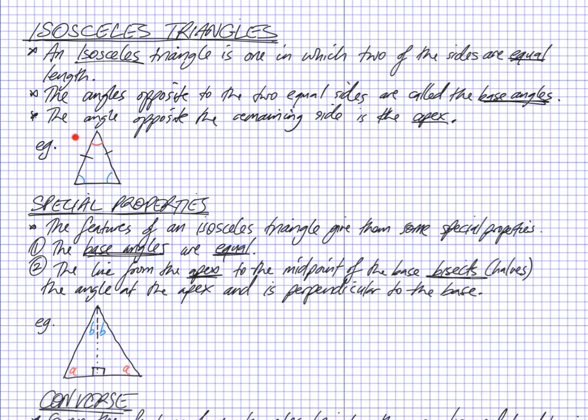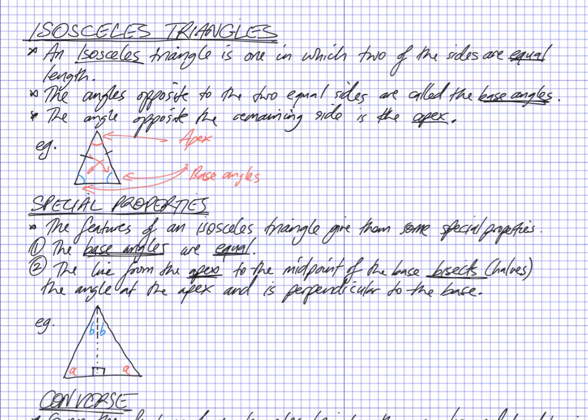So I've drawn an isosceles triangle here. You can see it's a triangle with two sides equal in length. So the base angles are opposite the two equal length sides. So that's opposite there, that's opposite there. So these two are the base angles. And the angle opposite the remaining side, the leftover third side, is known as the apex. So that is the apex.